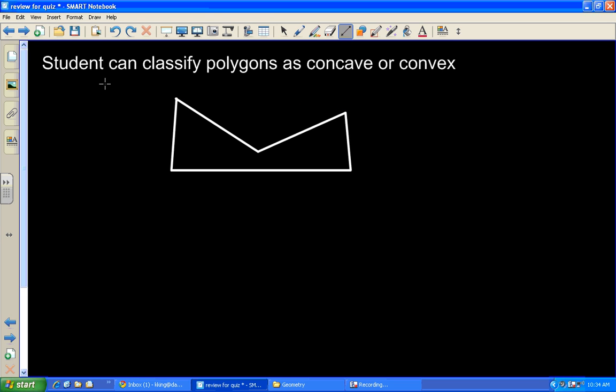I may ask you to identify. I may say, look at all of these shapes. Tell me which ones are concave and convex. Easiest way to do it, if you can't see it right away, if looking in your head doesn't work, simply go through and connect all of your corners, right? If I connect all these corners, even right there, I've got one that goes outside. That tells me that this is concave.